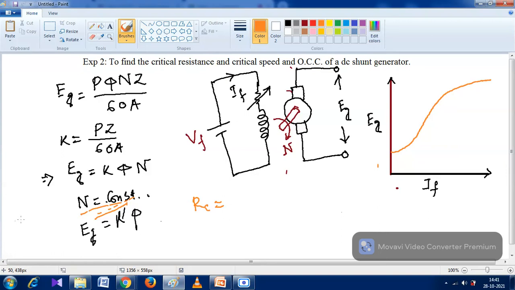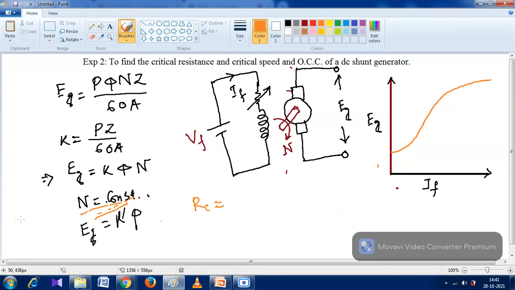No, sir. At critical resistance, the voltage is near to the residual magnetism voltage. Yes, sir. So there is no voltage buildup in armature due to the critical resistance. I have said before that this is the value of field path resistance due to which there is no voltage buildup in armature. It's called the critical resistance.